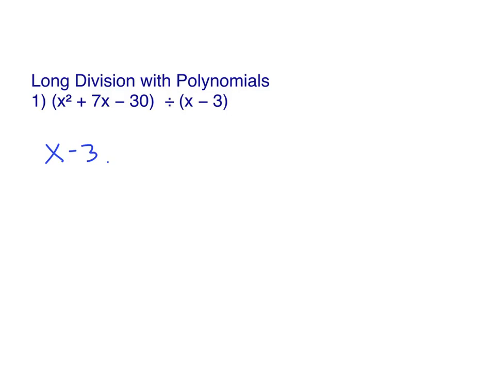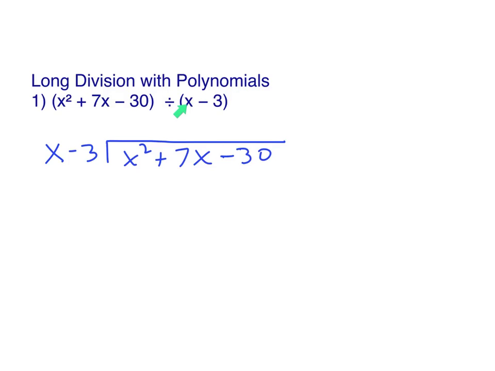The x minus 3 is the divisor, it goes outside. The x squared plus 7x minus 30. Okay? Now, the power goes from 2, 1, 0. If it skipped a power, you'd still have to put zeros in here. Okay? Keep that in mind.